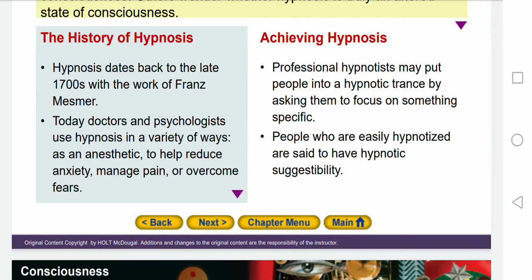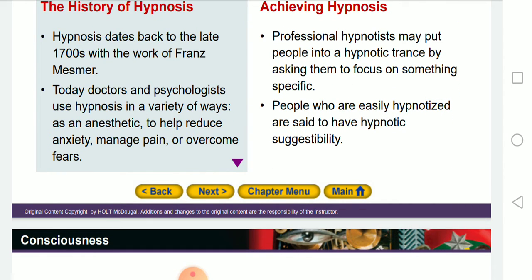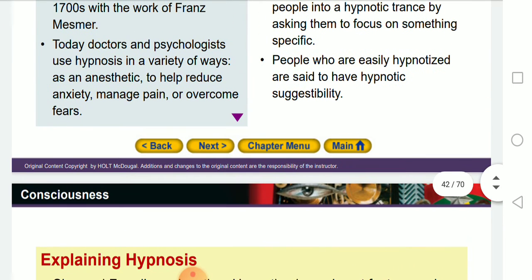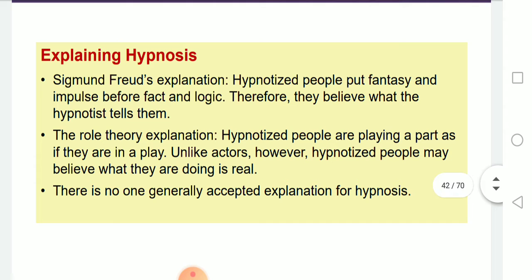Achieving hypnosis: professional hypnotists may put people in a hypnotic trance by asking them to focus on something specific. They are asking them to do what? Please focus on something. And the psychologist or hypnotist keeps telling people to focus on something. Then, people who are easily hypnotized are said to have hypnotic suggestibility. Okay, guys. So some people have high hypnotic suggestibility, and some others do not. Explaining hypnosis. I have here Freud's explanation.